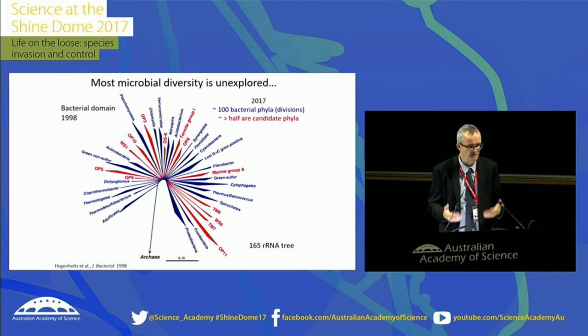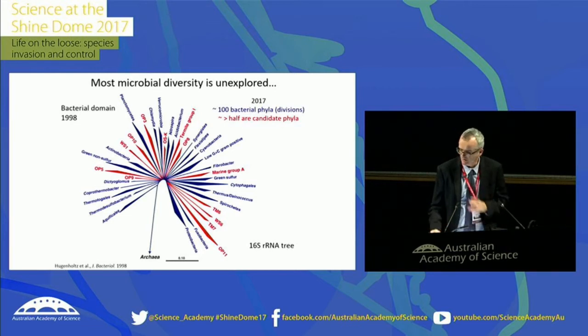So this is a tree I made 20 years ago, and it's showing major lines of descent within the bacterial domain. And the blue lines indicate major lineages that have one or more cultivated representatives, and the red ones, ones that are entirely composed of uncultured organisms. So the hot spring I was looking at is OP, and so all these OP numbers were sequences that were coming initially from that hot spring. So most microbial diversity is unexplored.